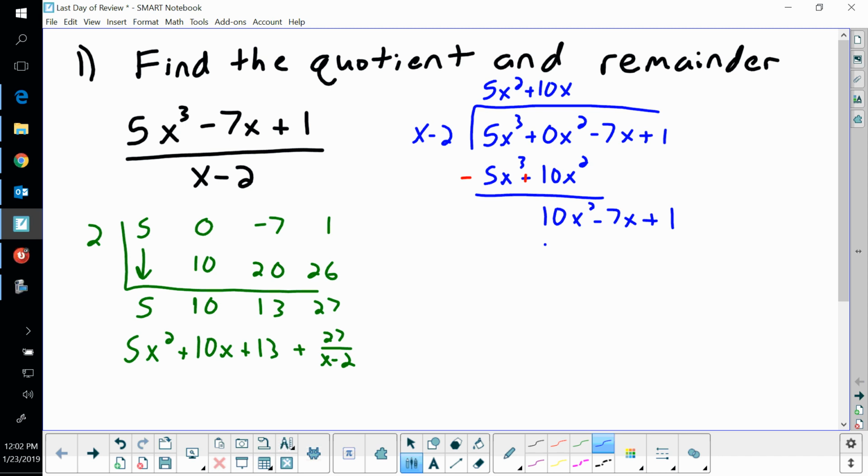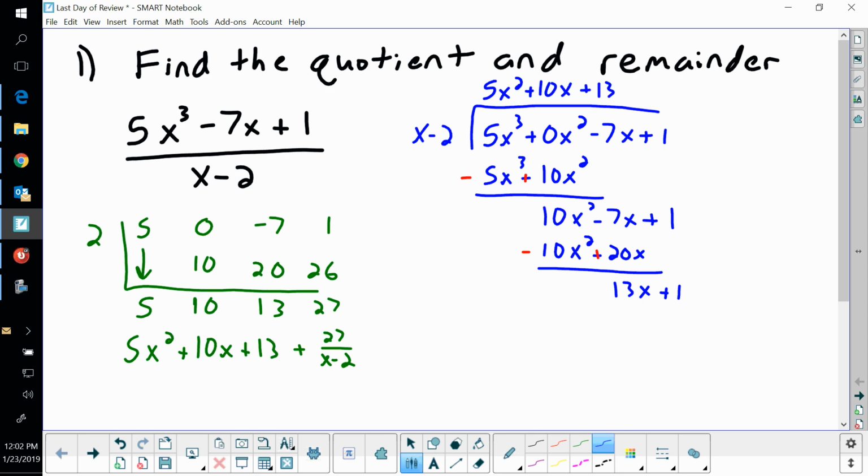We'll multiply that through to both, so we get 10x squared minus 20x. But we're going to subtract, so each of the things in the second part, their signs switch. 10x squared minus 10x squared is 0. Negative 7x plus 20x will give us 13x, and we'll bring down the 1. So now the question is, what times x gives us 13x? So that would be a plus 13.